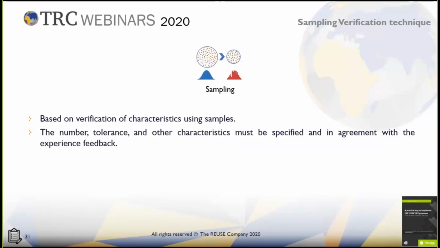Sampling. Now this is very much also oriented to mass production systems where you are using statistical aspects to get into verification by checking and pulling some specific part of the production and doing some statistical aspects on that.